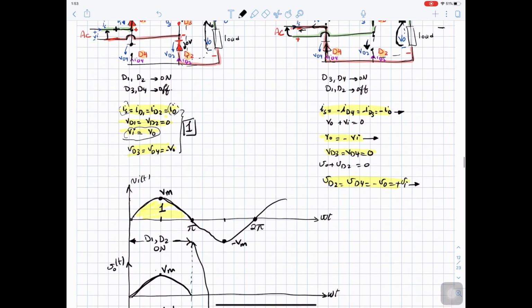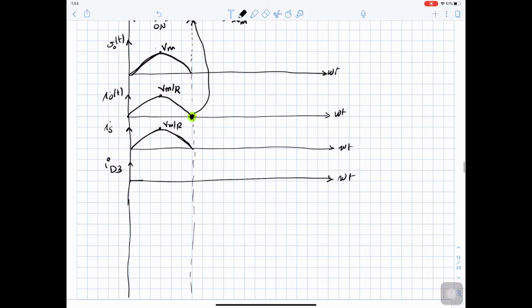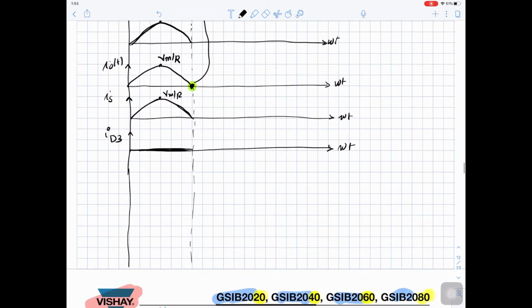So during this time, diode 3 is off. So I diode 3 equal to I diode 4 equal 0 because they are open circuit. So during this time, I diode 3 is 0. We can also sketch any voltage of diodes.